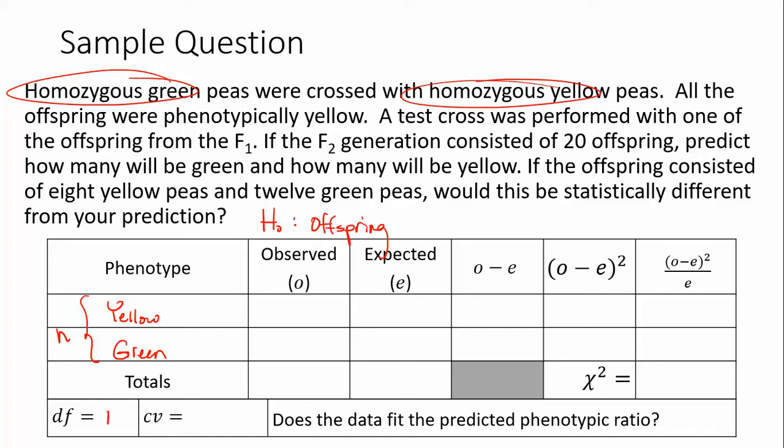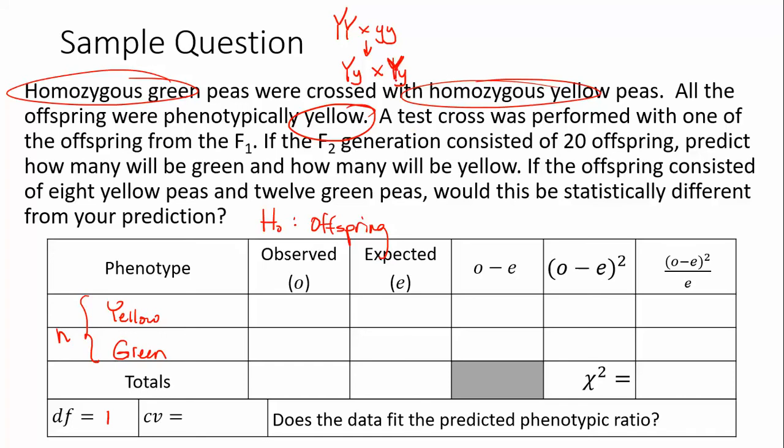Then we're saying that all of the offspring were phenotypically yellow. So if we crossed homozygous green and homozygous yellow and all the offspring were yellow, that tells us yellow is dominant. So this was our parent cross, and they're going to produce all heterozygous babies. Then what the F2 generation means is we're going to cross those heterozygous babies with some other heterozygous babies, and we want to figure out what's the ratio of offspring you expect.